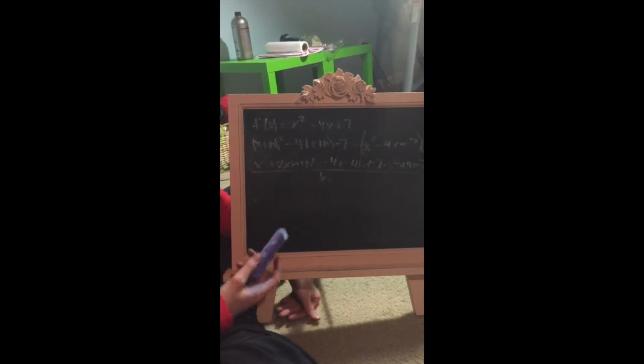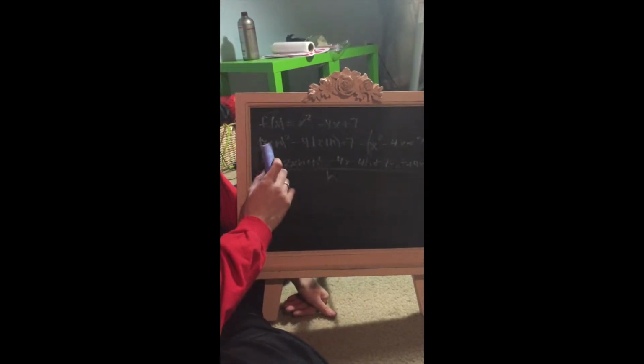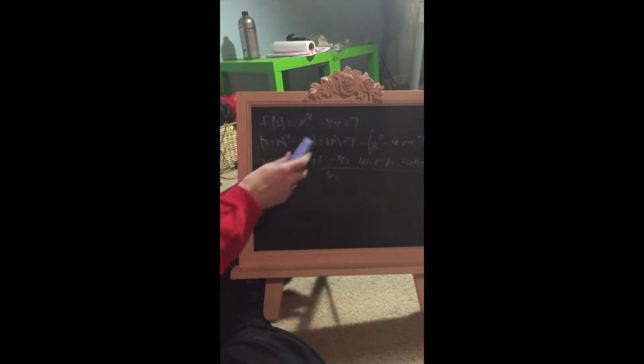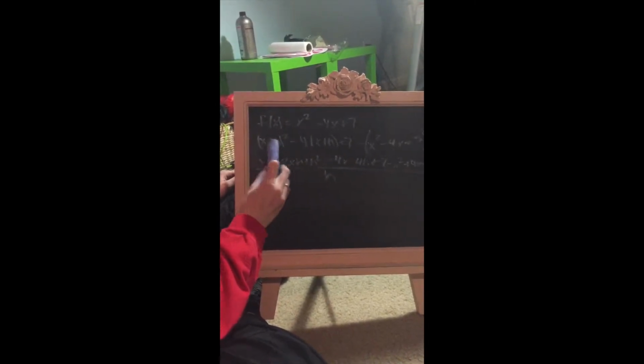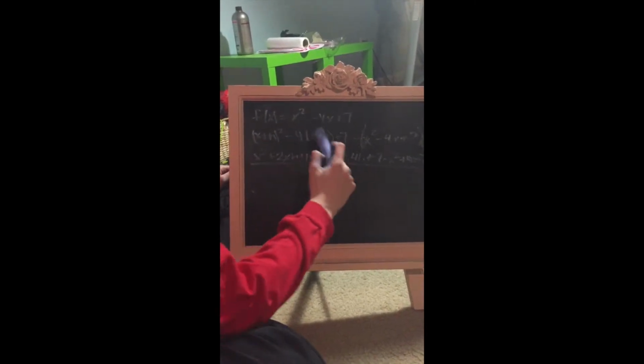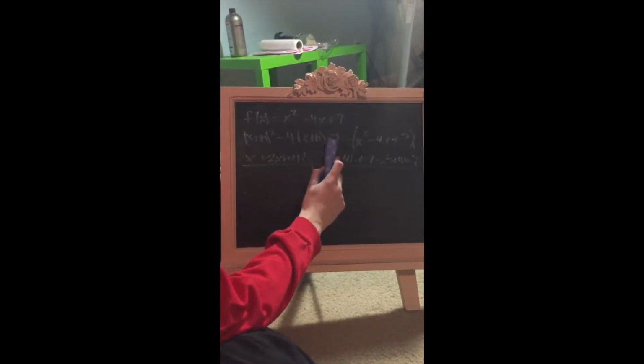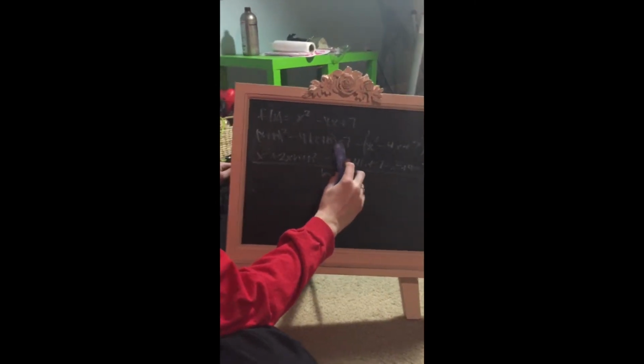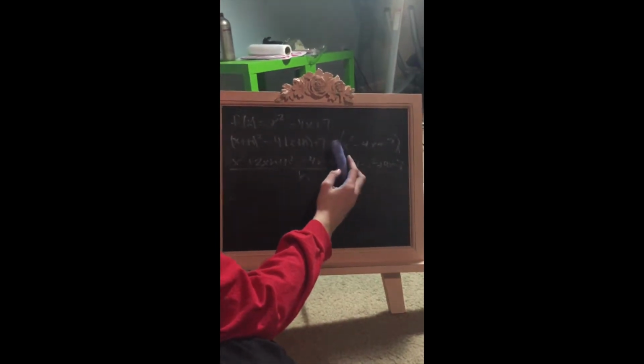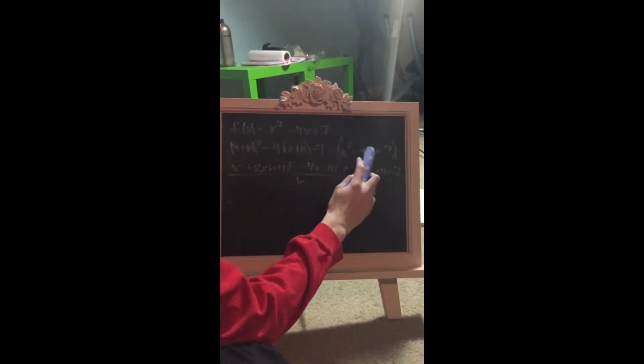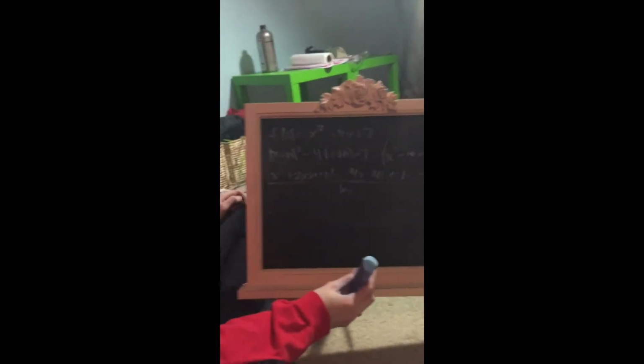To begin, you plug in x plus h in every spot where there's an x. So you do x plus h squared minus 4x plus h plus 7. Then you minus it by the f of x function, x squared minus 4x plus 7.